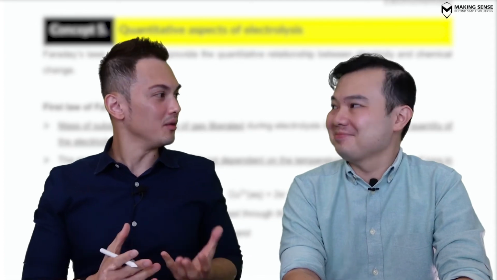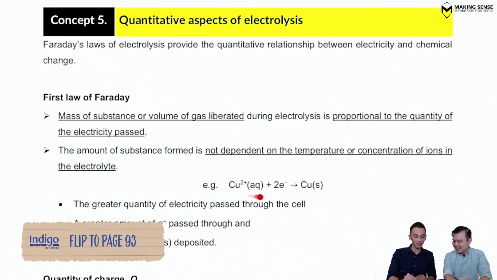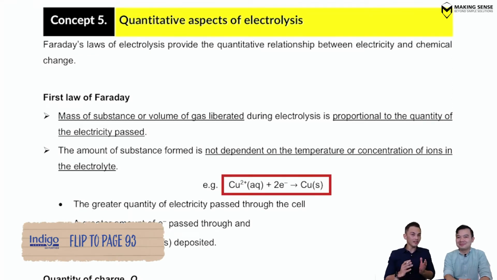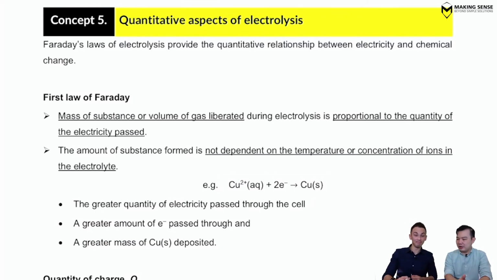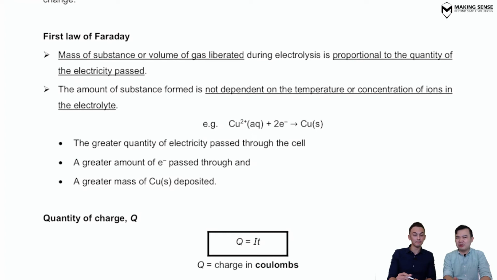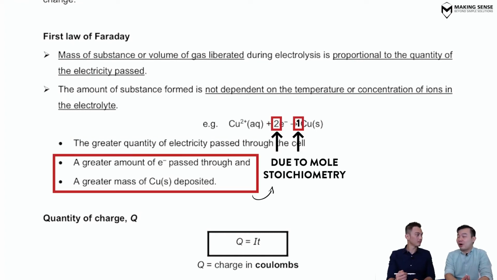Alright, so Mr. Leong, let me ask you a question, right? Let's say we have this equation over here. You can see that copper 2 plus is going to change to copper. So what does it take for me to have more copper? Oh, you want more copper, huh? Yes, I want more copper. If you look at the equation, to get more copper, I think I need to have more electrons, right? Okay. So that by mole stoichiometry, I realized that I can get more moles of copper as well.